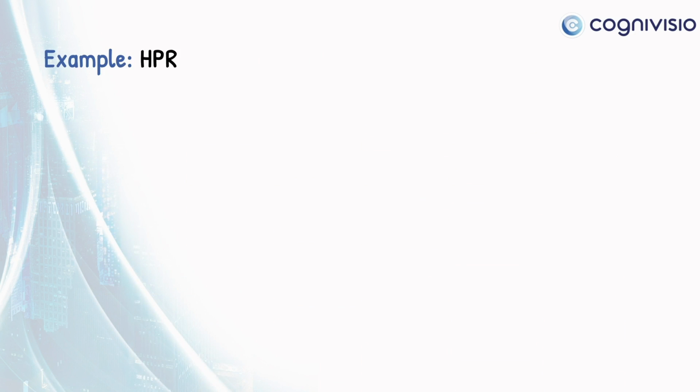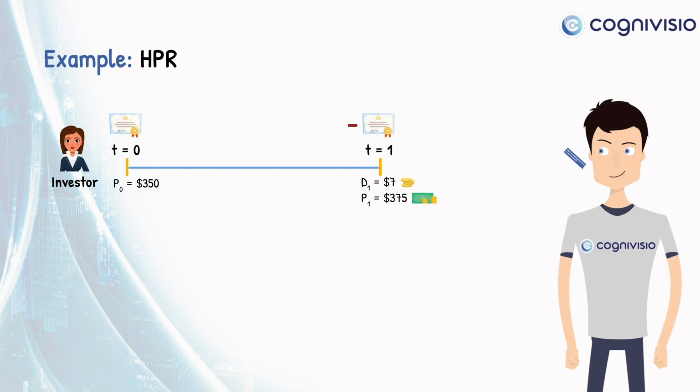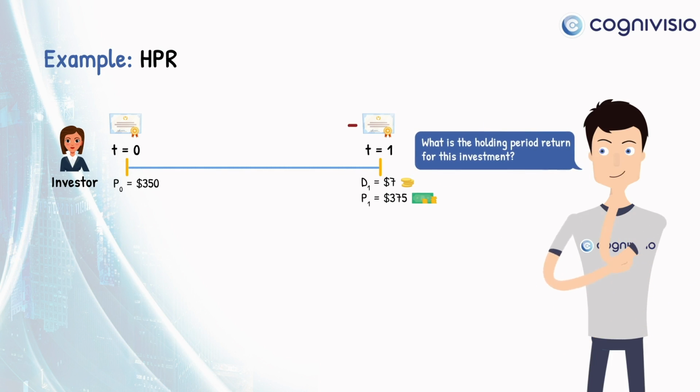Let's take an example. Suppose an investor buys a stock at $350 at the beginning of the year. The stock pays $7 at year-end in dividends. At the end of the year, the investor sold the share for $375. What is the holding period return for this investment?